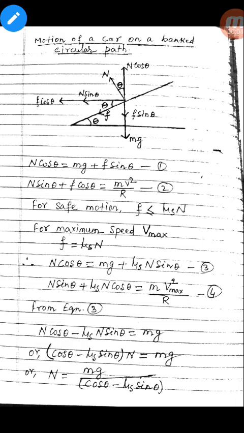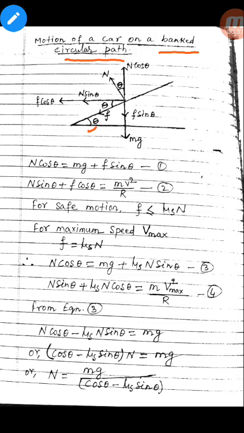We are going to study the motion of a car on a banked circular path. Let a car move on a banked road. The angle of banking is theta.